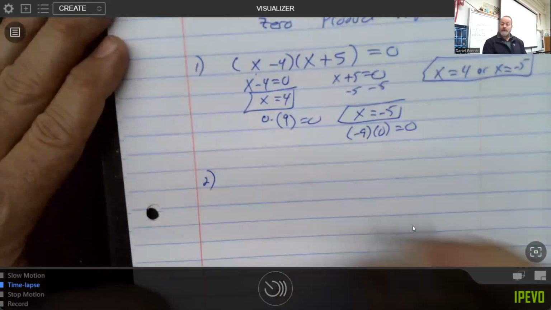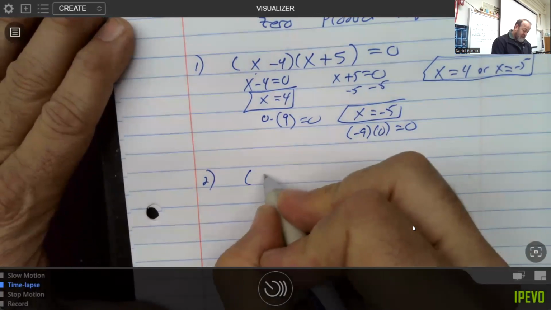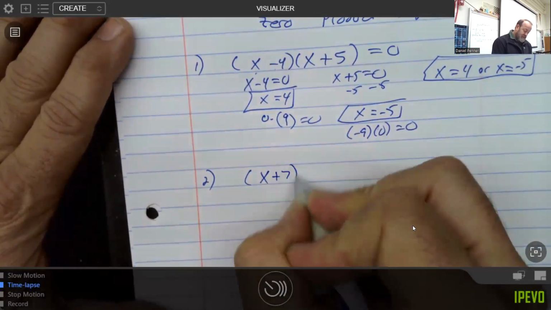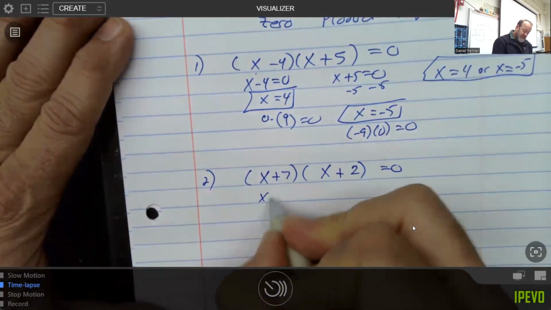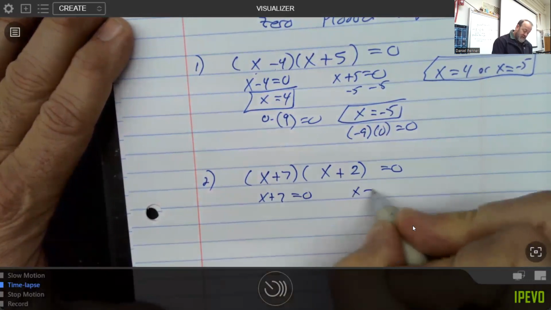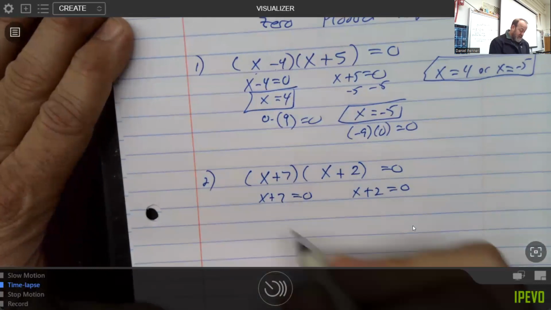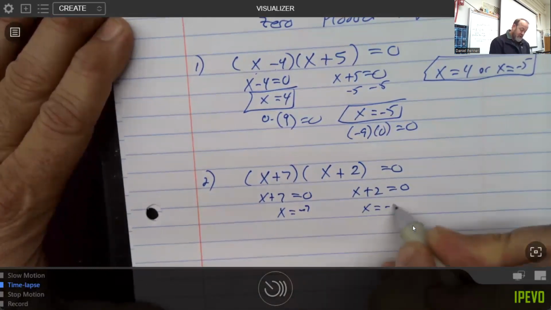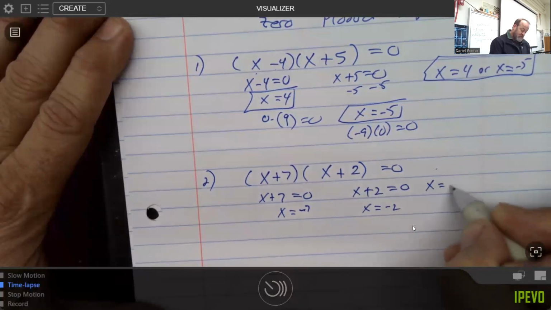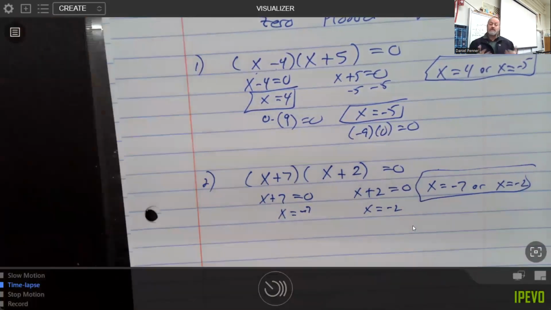And generally speaking, people get pretty quick at this. So let's say we had something like x plus 7 times x plus 2. Again, we would set each of those factors to 0 and just solve the simple equation: subtract 7 from both sides, or subtract 2 from both sides. And I get these two solutions of negative 7 or negative 2. Those are the two values of x that would actually make this true.